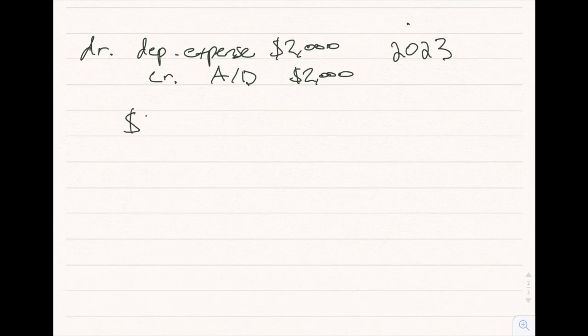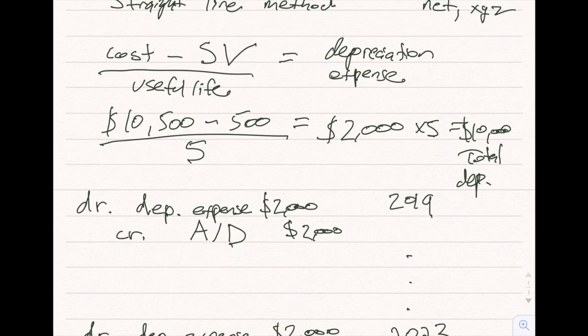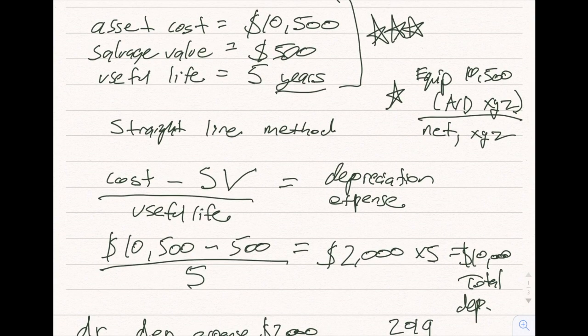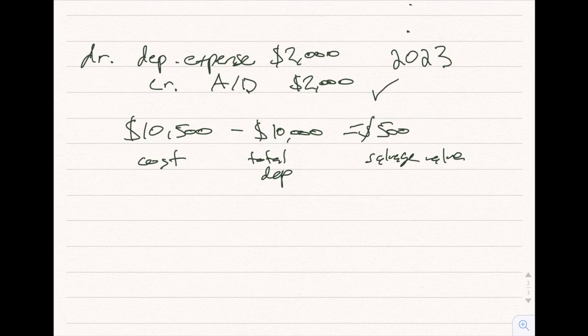So 10,500 minus 10,000 equals 500. And that makes sense. It all checks out because you have your original cost. It depreciated 10,000. And what are you left with? Salvage value. These numbers all check out with the numbers you started with. So always check your work that way. Remember, you're not going to go below the salvage value. So once you've hit it, you know you're done depreciating.